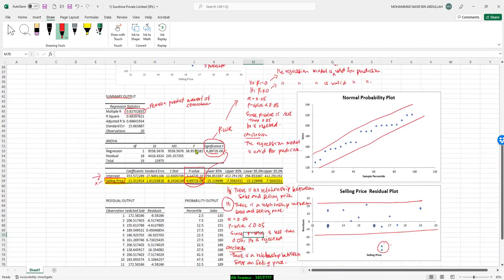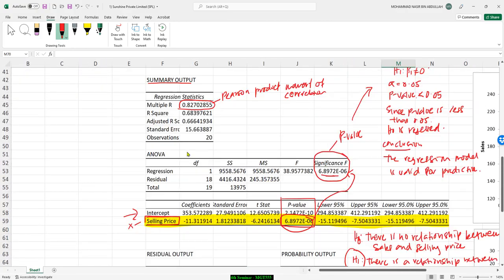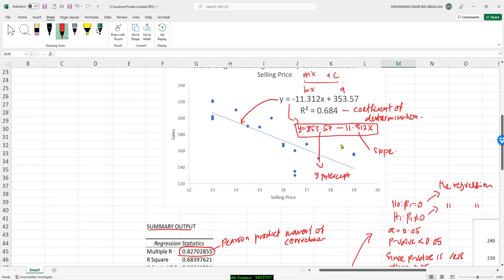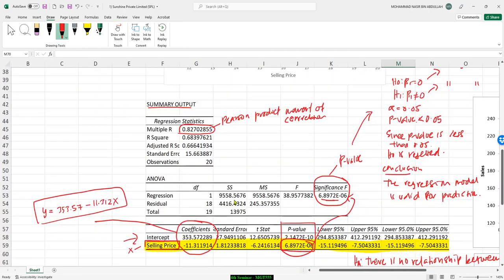So now we have the equation dekat sini. Mana kita dapat equation? Kita akan tengok equation dekat coefficient. So this one should represent y equal to 353.57 minus 11.312 lah x. So this is the equation. Equation ni mesti sama dengan this one lah. Nampak tak? Mesti sama. Right? So sama.